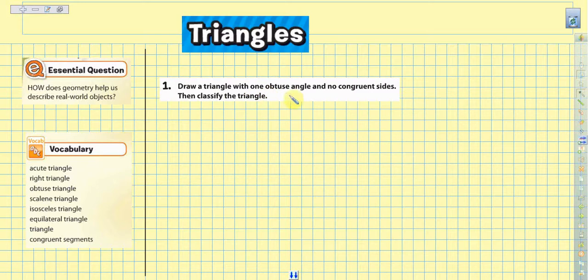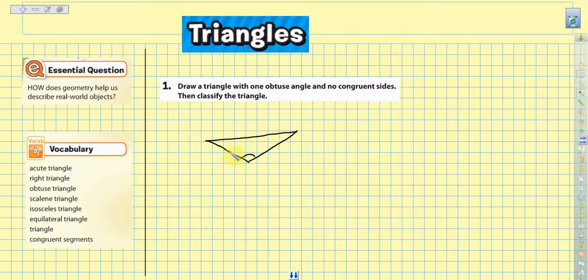Draw a triangle with one obtuse angle and no congruent sides. Then classify the triangle. Well, they kind of told you what the triangle is going to be. So you need an obtuse angle. The first thing you do is draw an obtuse angle. Then it says no congruent sides, so I make sure these two are different, and they look different. Then I just connect one line to the other. And I got it. Here's my obtuse angle.